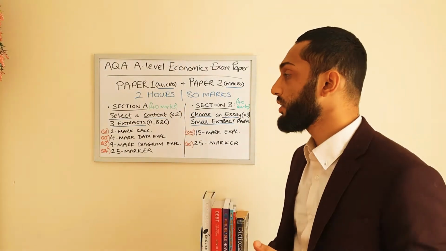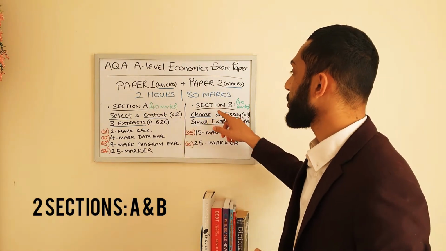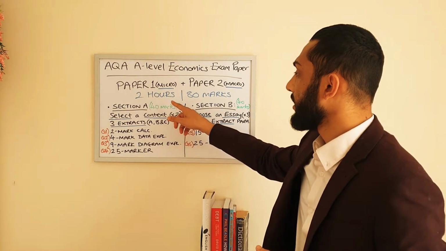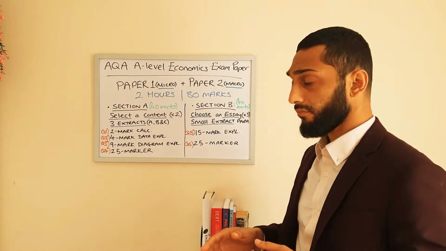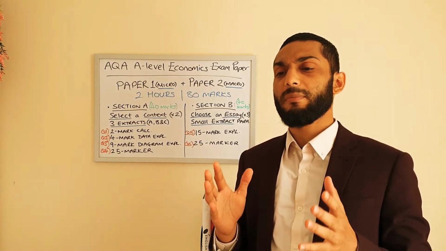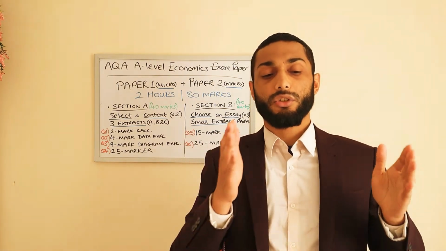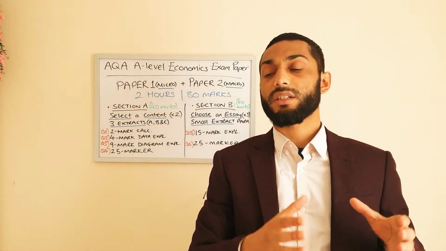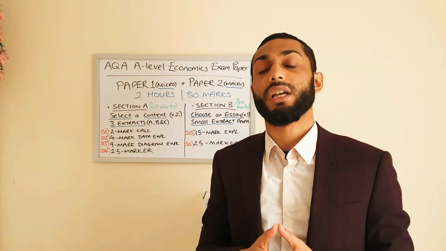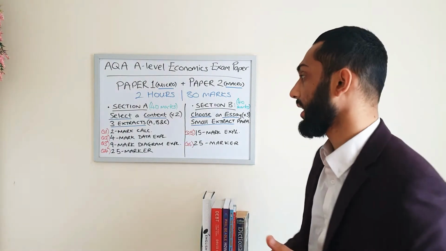There will be 2 sections, section A and section B, on each paper. Section A is allocated 40 marks, and section B is allocated the remaining 40 marks. So the paper has 2 halves: the first half is 40 marks and the second half is 40 marks. There's a 50% weighting on each side, so it's equal weighting.